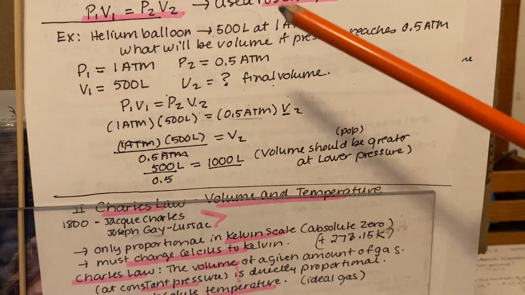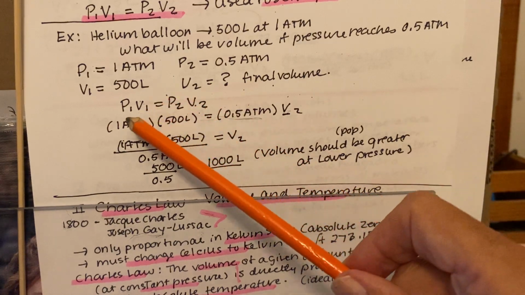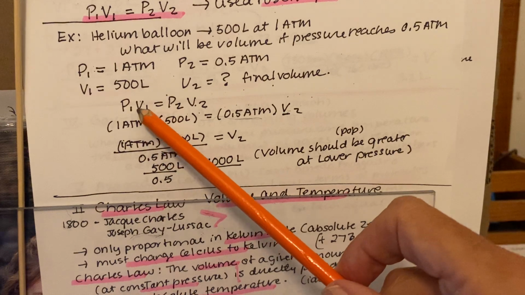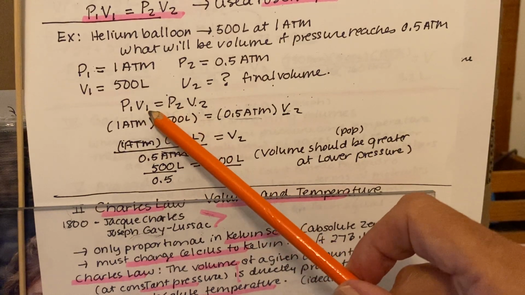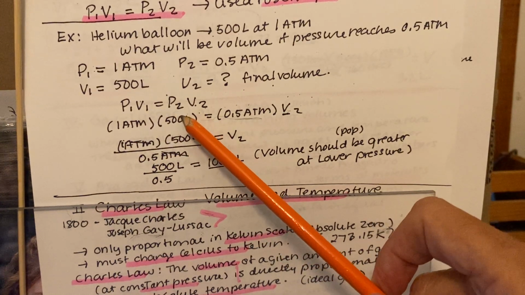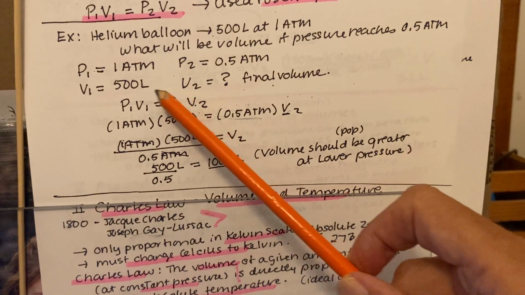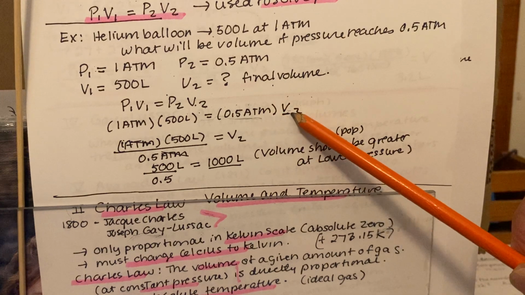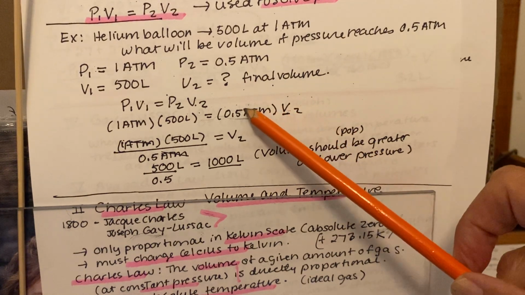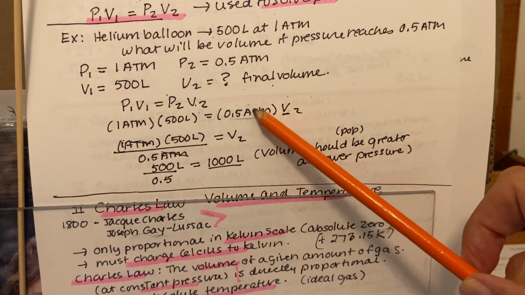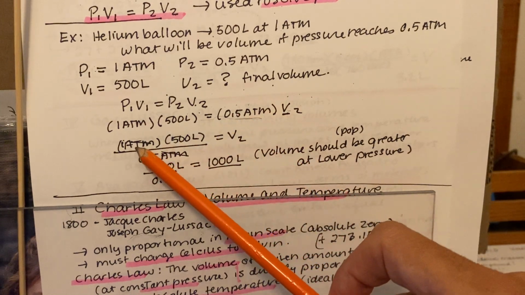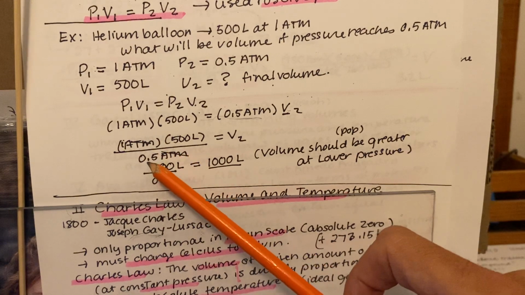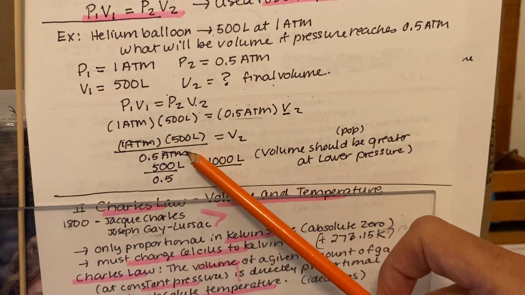We're going to fill in the blanks of P1, V1 to P2, V2. So that's what I did. P1 is 1 atm and V1 is 500 liters, right? That's what we found out up here. And now we're going to put down 0.5 atm and V2. So now we want to find this. Well, algebraically, this has to go in the reciprocal. So then we have 1 atm and 500 liters divided by 0.5 atm.